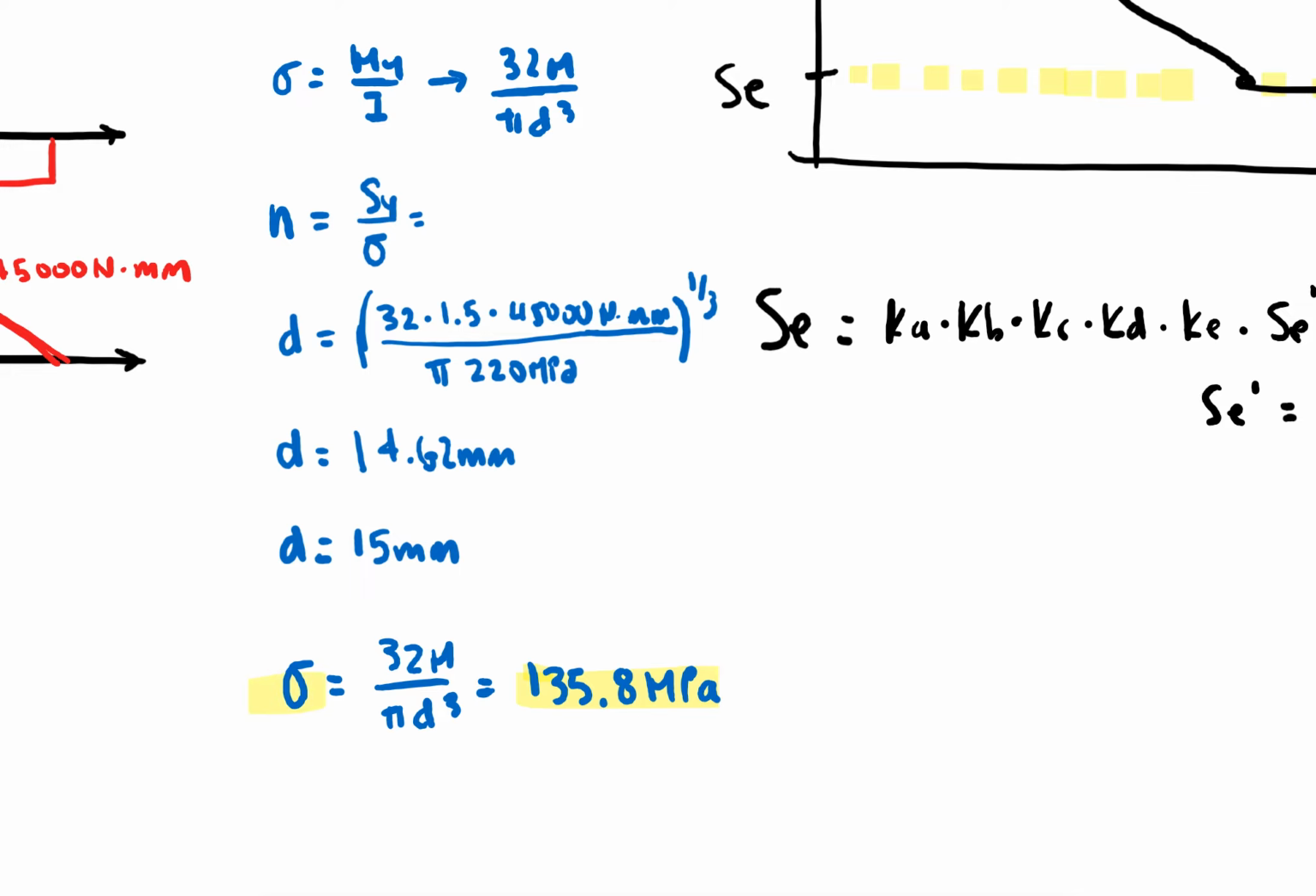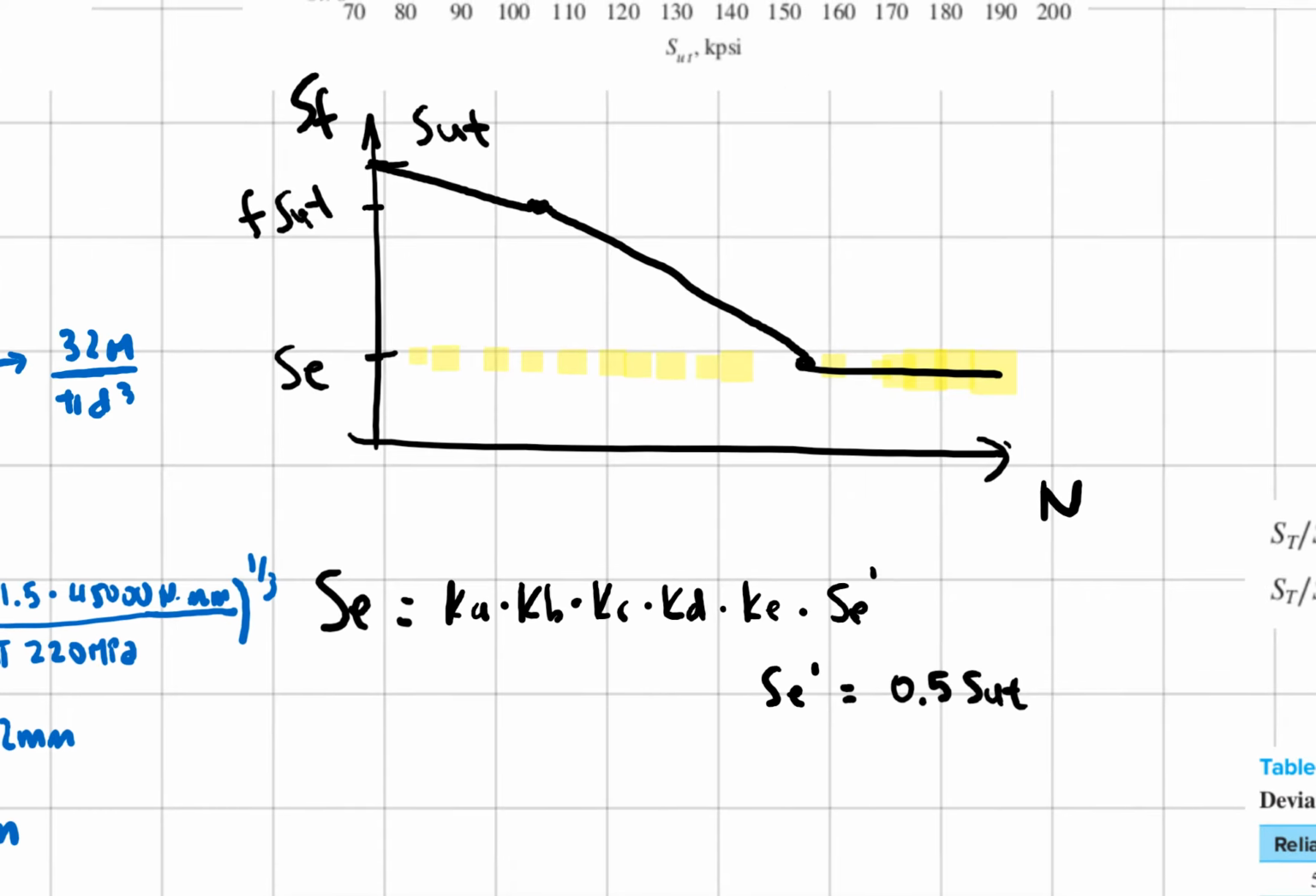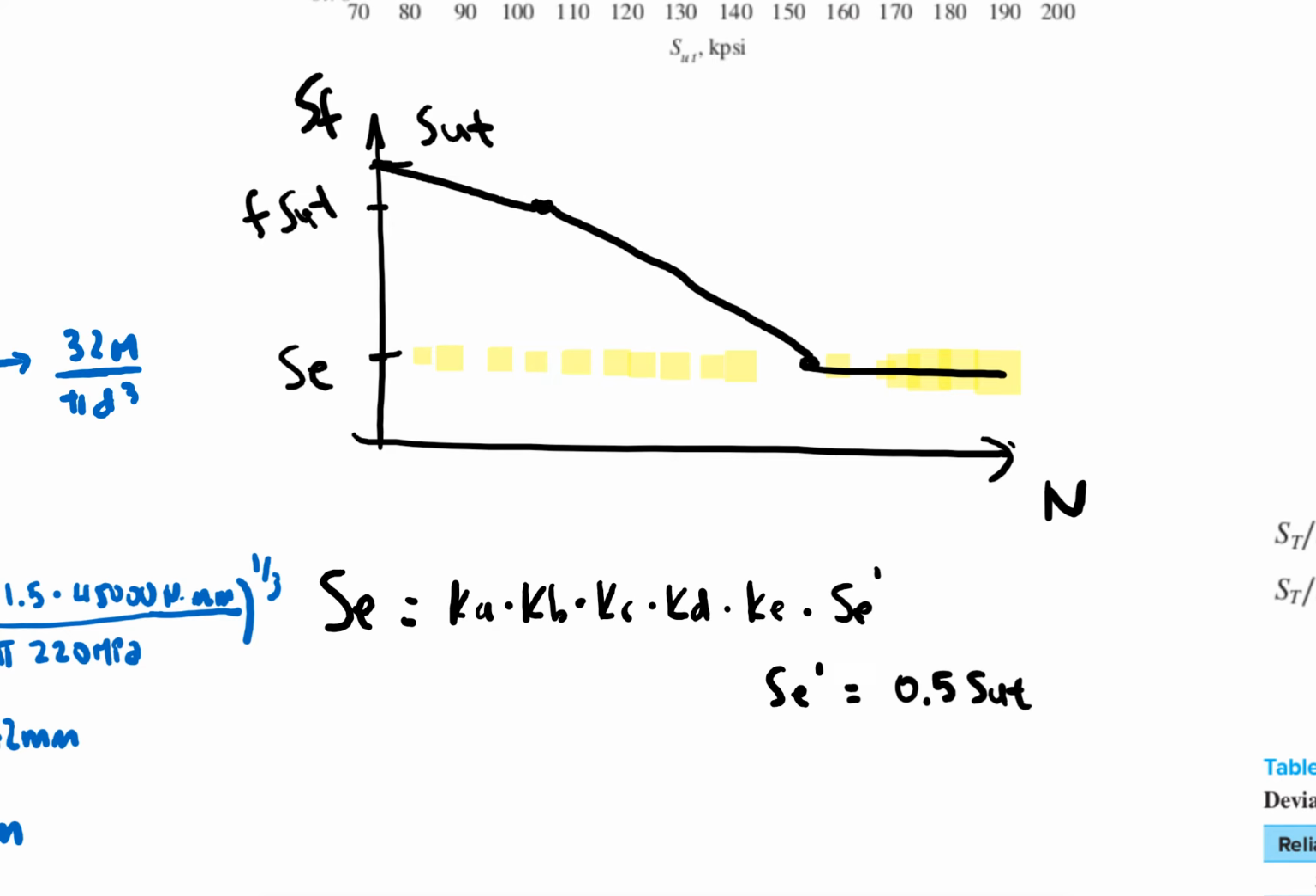But if sigma is greater than SE, I know right here that if sigma is somewhere over here, it's going to fail. Okay, and I want to know how many cycles I have. That's basically my question. So I'm going to calculate first SE to know if sigma is below it and we're safe, or above it and we need to calculate how many cycles it's going to support. So to do that, I will start with this.